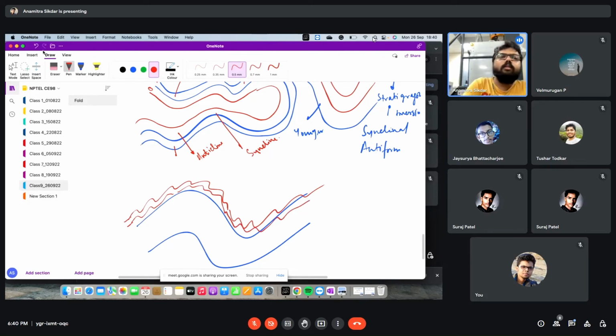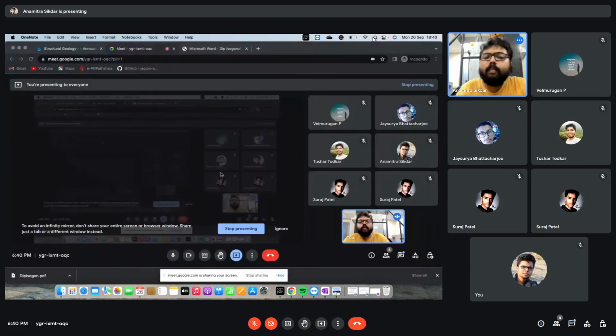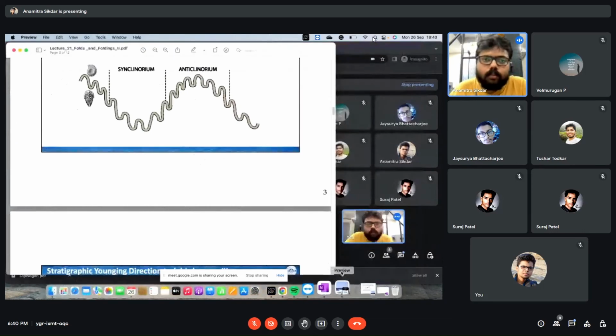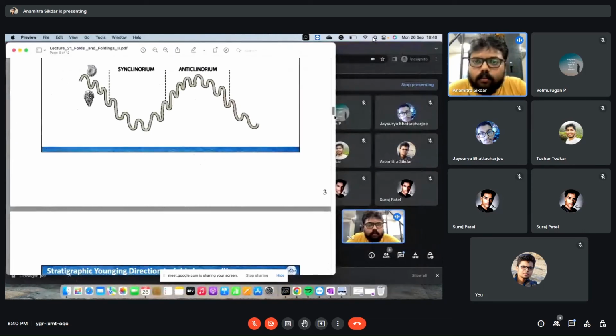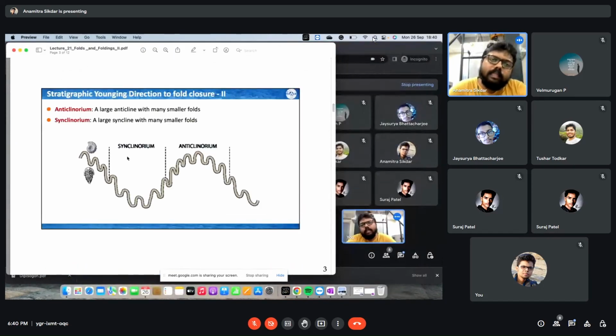These we call synclinarium and anticlinarium, just the terms. When it's related to the part which is the syncline, we call the smaller fold a synclinarium, and when it's associated with the anticline part, we call it an anticlinarium, right?